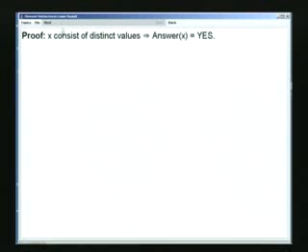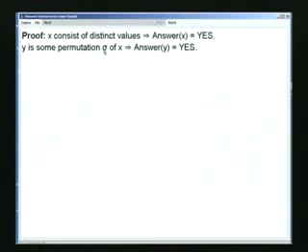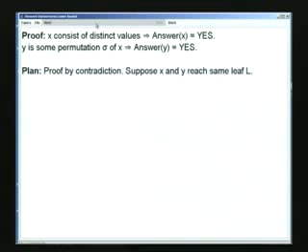So x consists of distinct values, which means the answer for x must be yes. y is some permutation sigma of x, so the answer for y is also a yes. We are going to prove this result by contradiction. So we are going to assume that x and y reach the same leaf L.